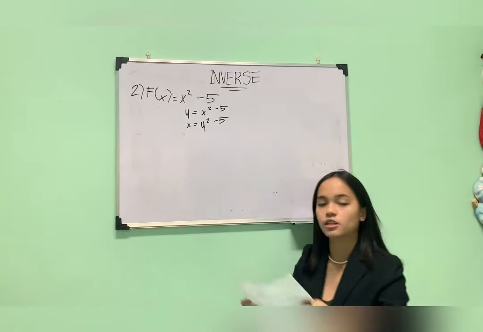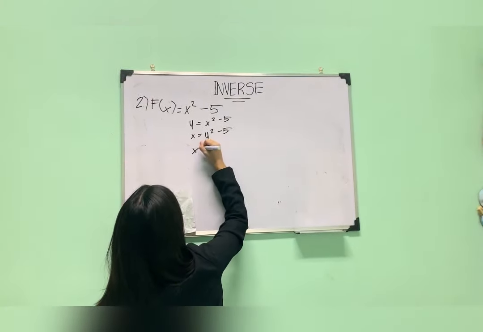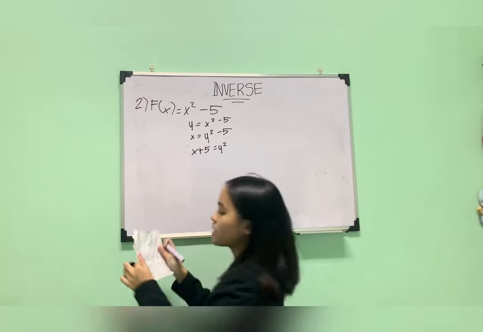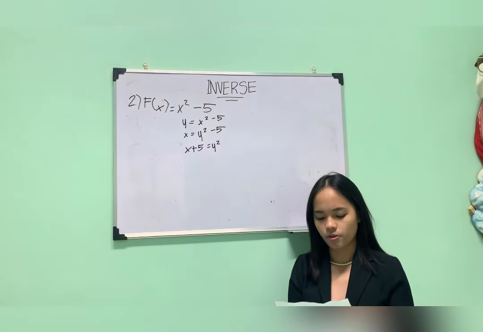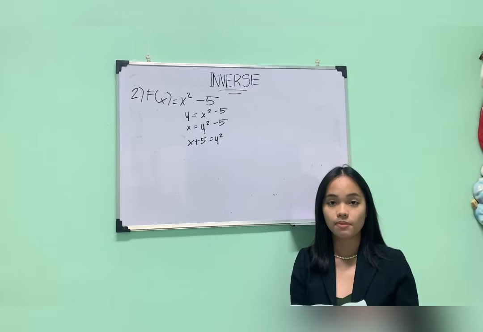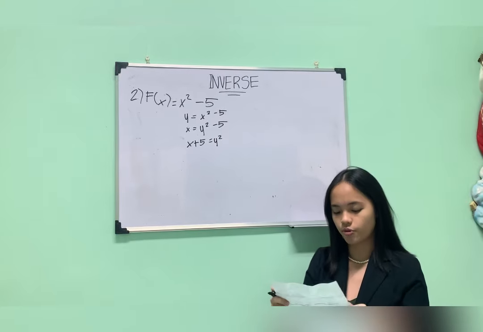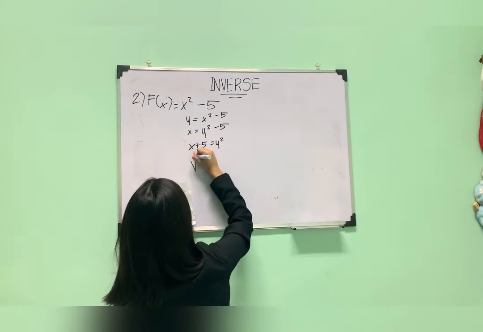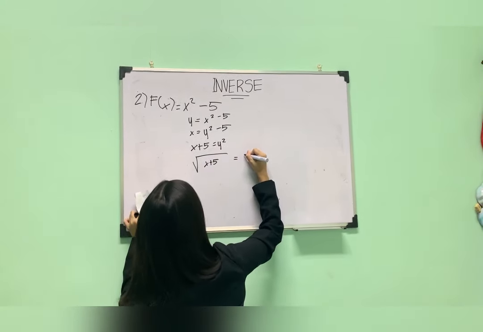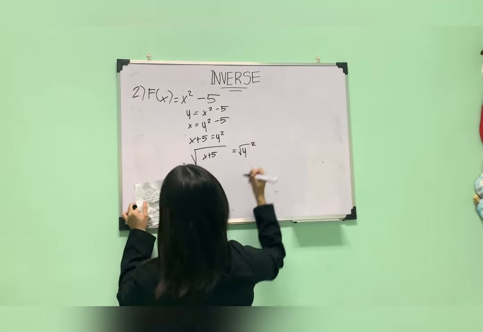Third step, express y as a function of x and simplify. So that will become x plus 5 equals y squared. Isolate the y variable, so negative 5 will become positive 5 since it will be moved to the other side. Simplify the equation by using the square root sign to get rid of the square on the y variable. So that will become the square root of x plus 5 equals the square root of y squared.